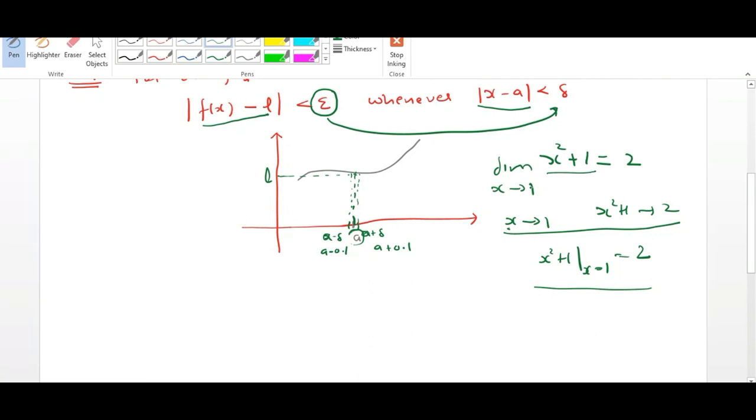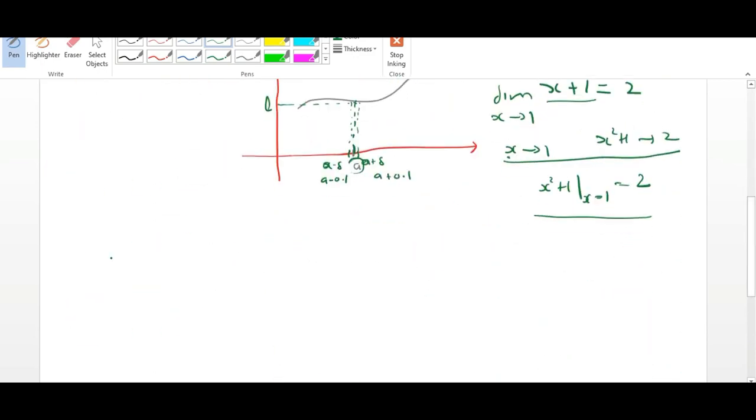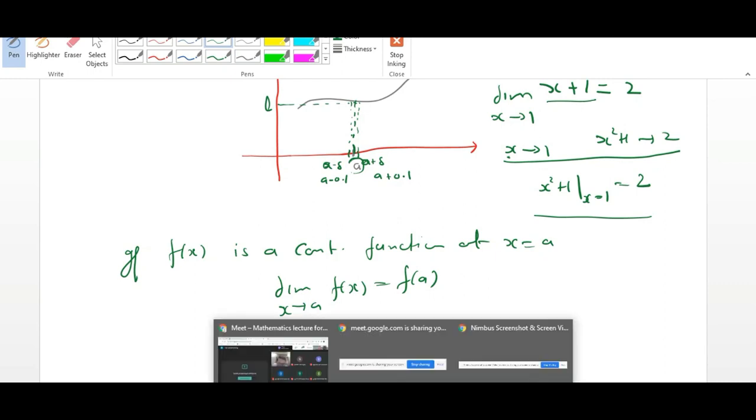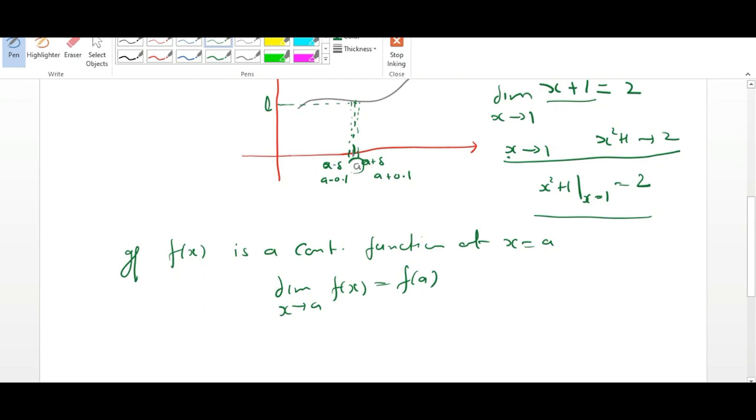When a function is continuous, then in the case of continuity, if f of x is a continuous function at x equal to a, then yes, limit x approaches a, f of x is equal to f of a. Now please give me some examples of continuous functions. Let me give some examples.